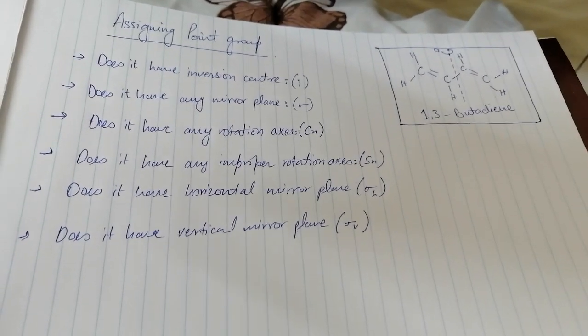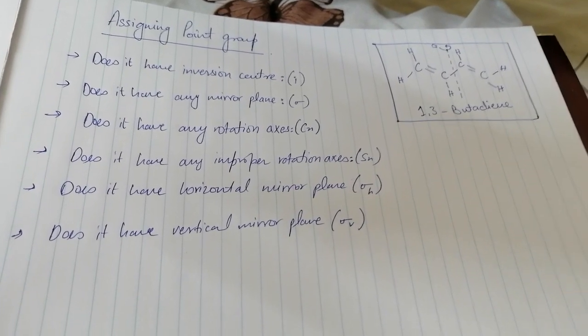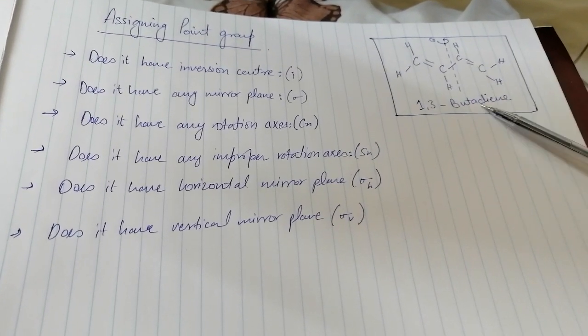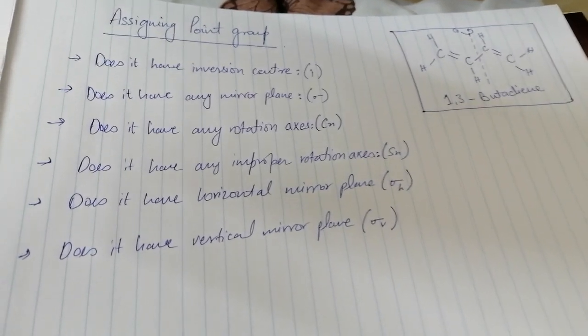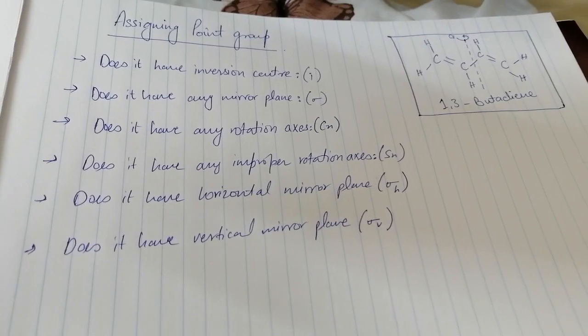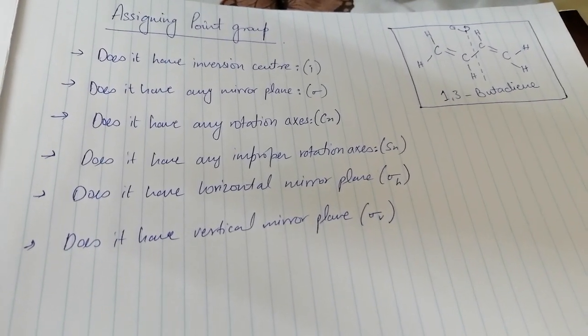Okay, now let's take an example of 1,3 butadiene and assign a point group to it. In the flowchart we discussed, we said that we're going to be asking yes or no questions to identify the point group of any molecule.